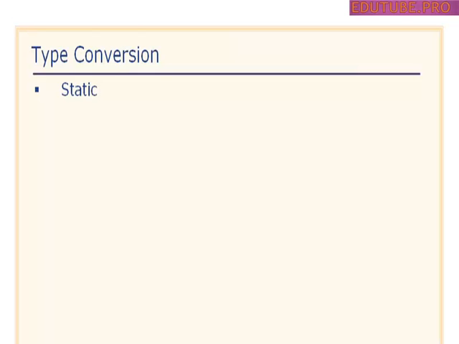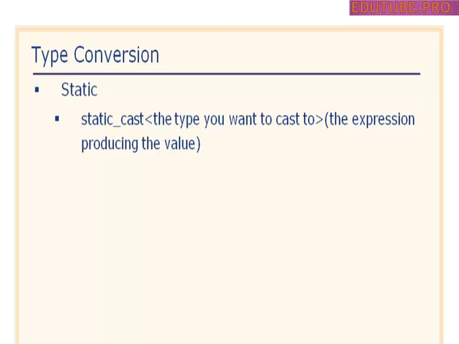When I do a static cast, I'm going to use the command, notice the keyword here, static_cast, all run together just like that. Then inside these little angle brackets, I'm going to put the type that I want to cast to. So this is what I want it to be, and then inside the parentheses the expression or the variable that I want to cast. Alright, and here's a good example.